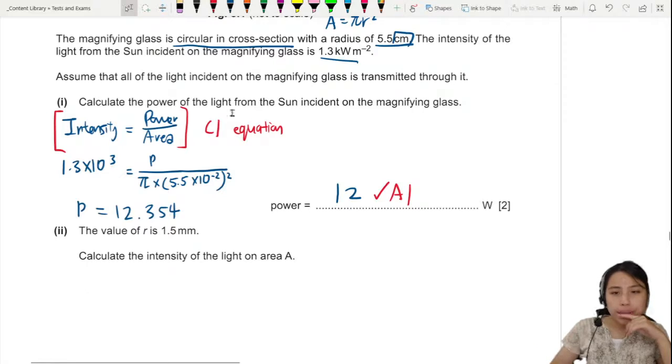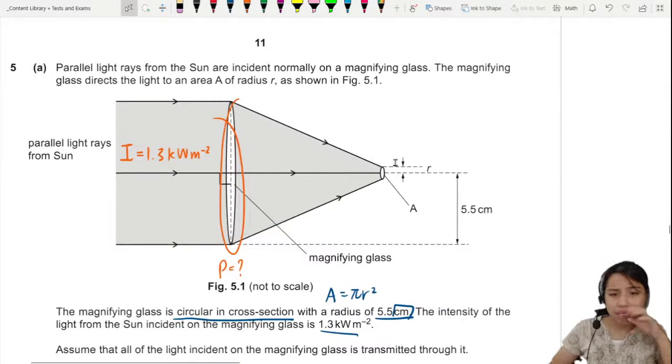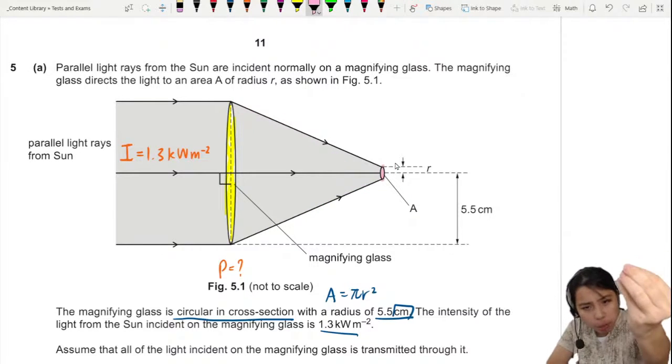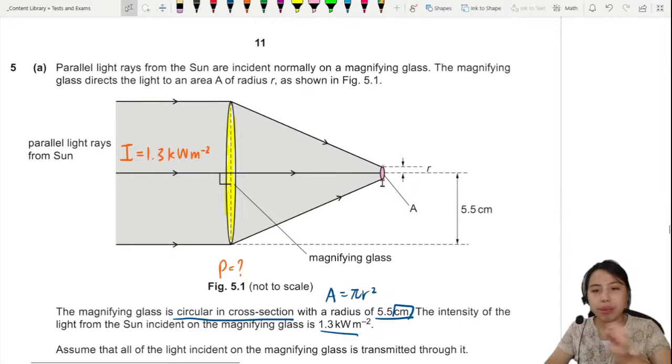So that's for the magnifying glass part. Now they want us to calculate the intensity of the light on the area A, which is the small little area there. So maybe the intensity here is kind of okay. By the time you focus all that energy from the lens into one tiny spot, it's so hot you could start a fire. It's almost like a laser beam.